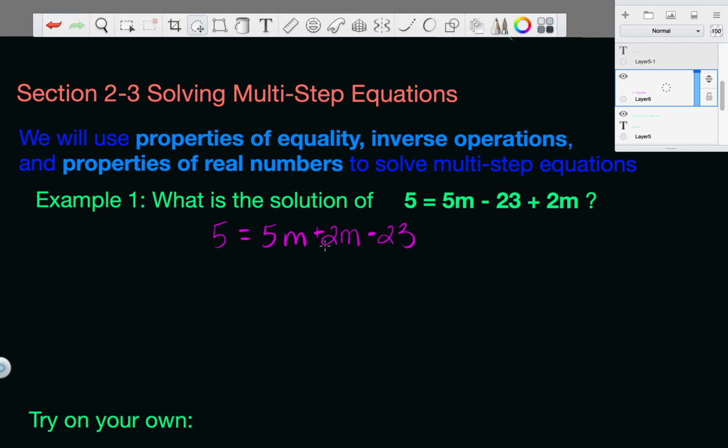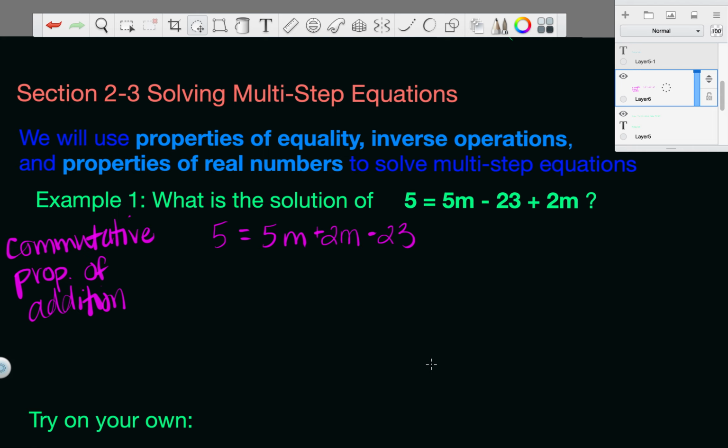Now, the reason I can rearrange those terms like that is because of this property called the commutative property of addition. What that says is that if you have terms being added or subtracted together, you can change the order and it doesn't alter the truth of the equation, okay?